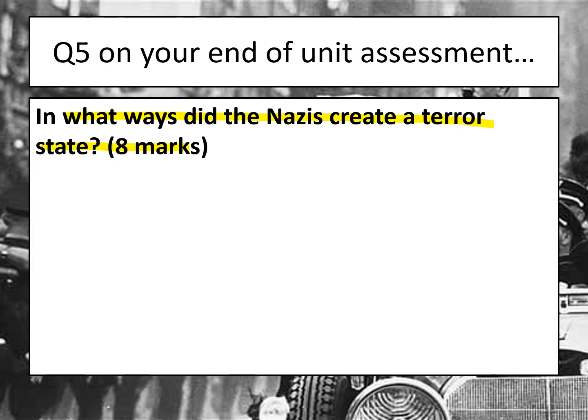Essentially, you need to pick 2 areas out of the following 4. You could talk about the SS, you could talk about the Gestapo, you could talk about concentration camps, or you could talk about the way they controlled the police and the courts. So you can pick any 2 of those areas, but you've got to know them in detail.